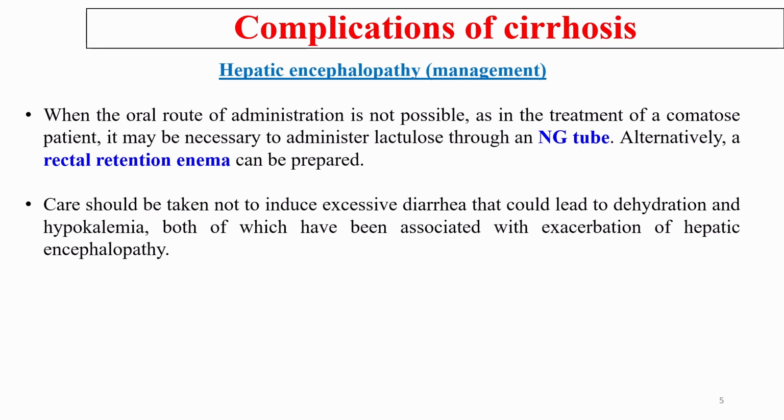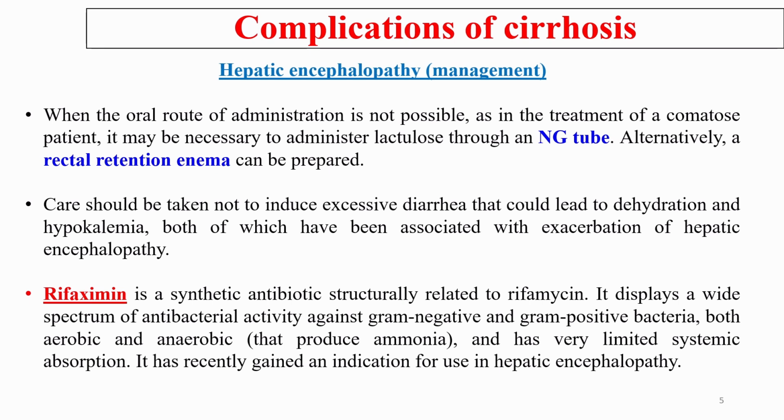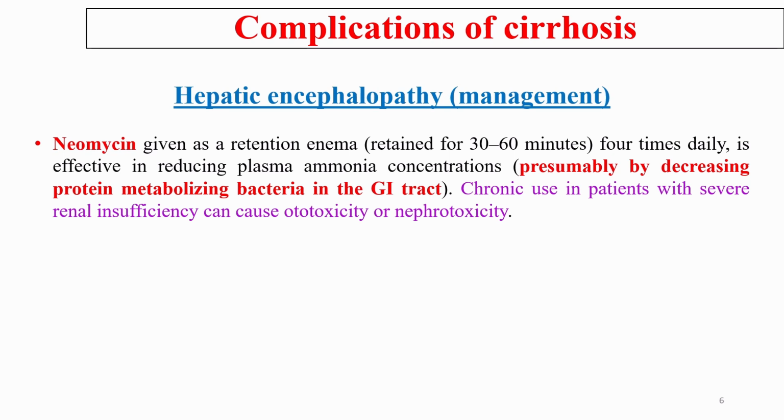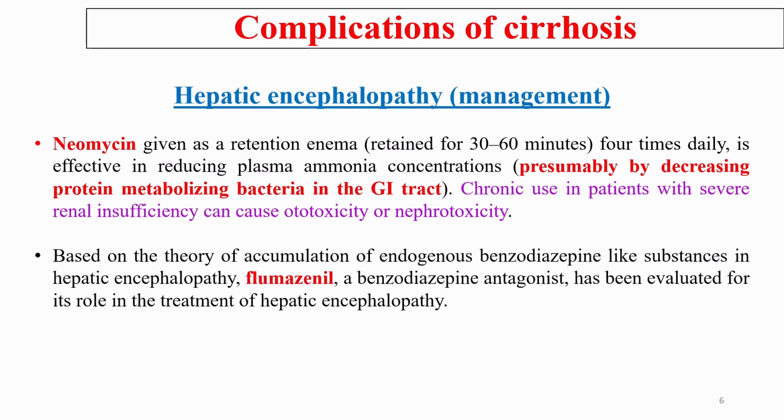For patients who don't respond well to lactulose or need combination therapy, we add rifaximin, a poorly absorbed antibiotic that targets ammonia-producing bacteria. It's well tolerated and reduces recurrence of hepatic encephalopathy. Neomycin, another option, especially via rectal enema. But chronic use risks hearing loss and kidney damage. Flumazenil, a benzodiazepine antagonist, has been studied because the brain in hepatic encephalopathy may have excess GABA-like activity. It can offer brief improvement, but it's not a long-term solution.